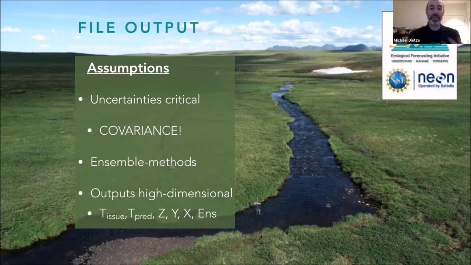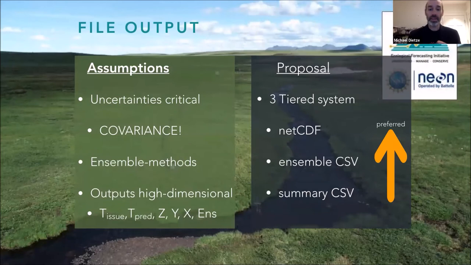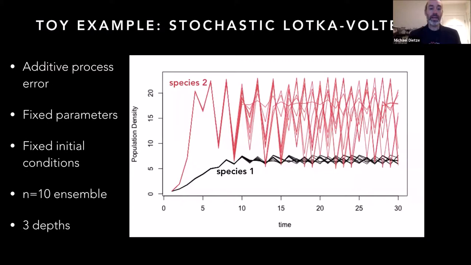To address this, we've proposed a three-tiered system, with NetCDF being the preferred file format, providing two CSV alternatives that might be used for simple forecasts or when users are not comfortable with NetCDF. To illustrate this standard, we'll use a simple example of a stochastic Lotka-Volterra model with two species. And this forecast only involves additive process error, but the parameters are fixed, initial conditions are fixed, and we're only going to use 10 ensemble members run at three different depths.